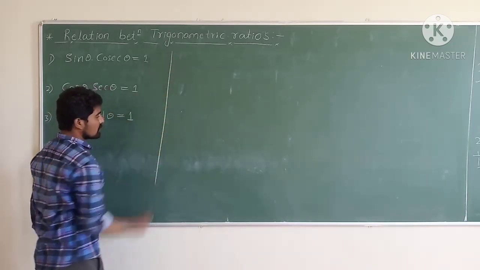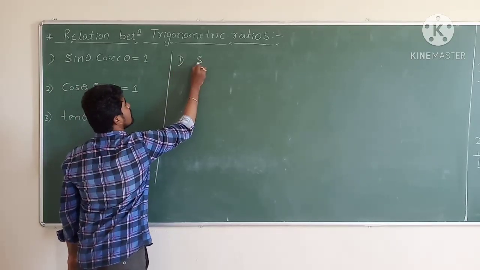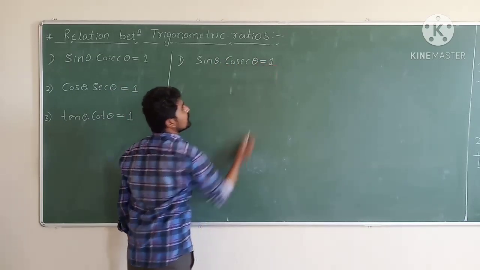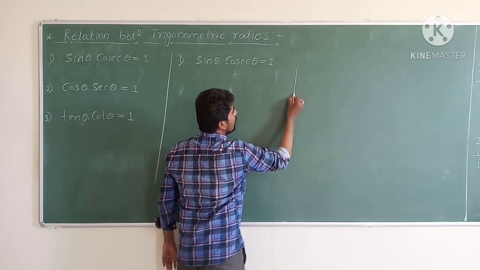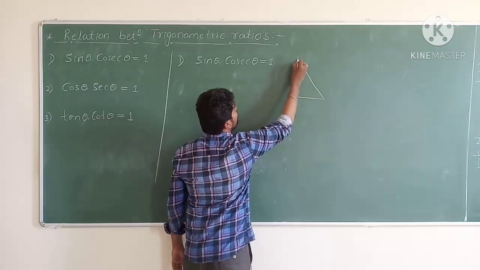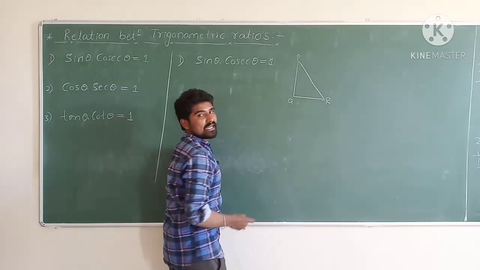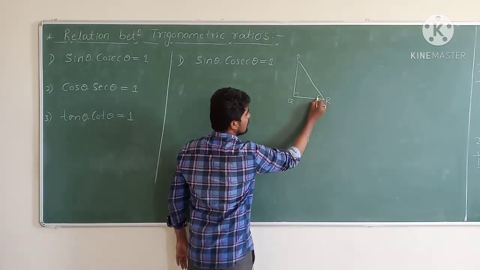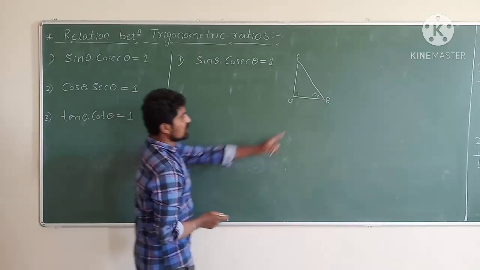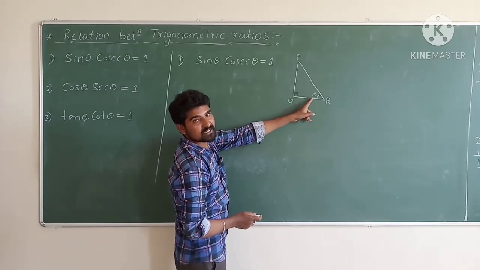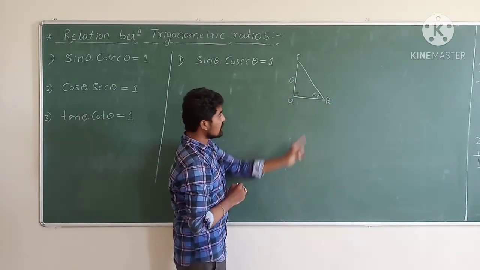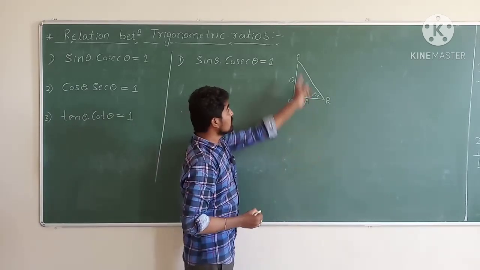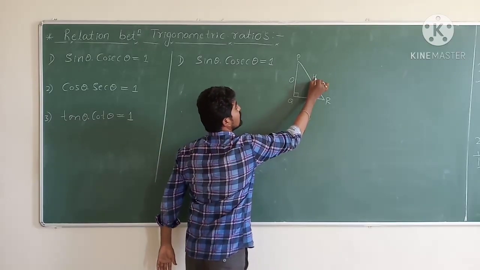Let us prove everything on the board. So the first one is sin theta into cosecant theta is equal to 1. Let PQR be a right angle triangle, with angle PQ R equal to 90 degrees, and let theta be the measuring angle. The side opposite to the measuring angle is the opposite side. The side which contains the right angle as well as the measuring angle is the adjacent side. And the longest side of the triangle is the hypotenuse.